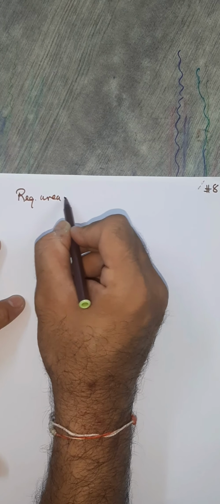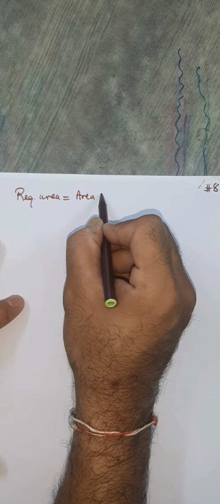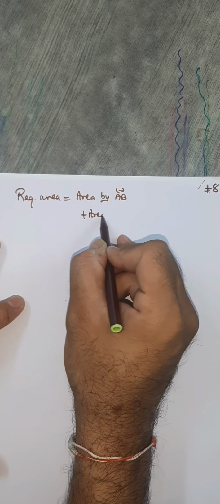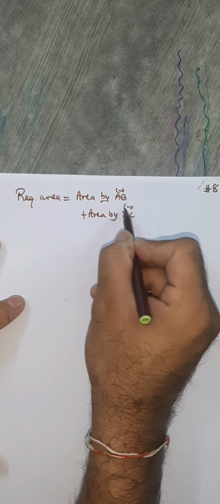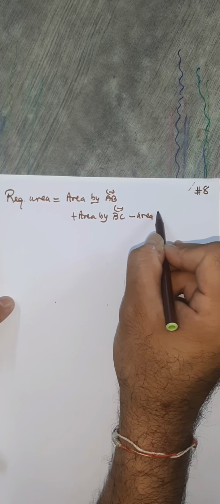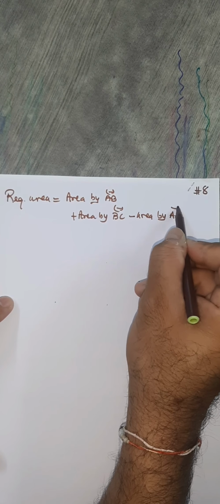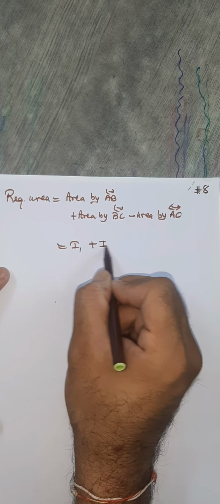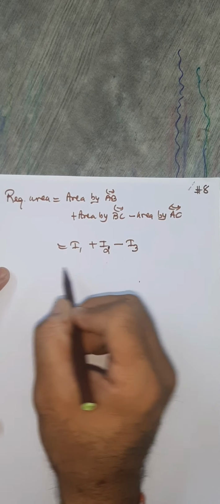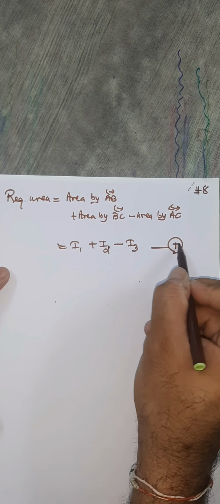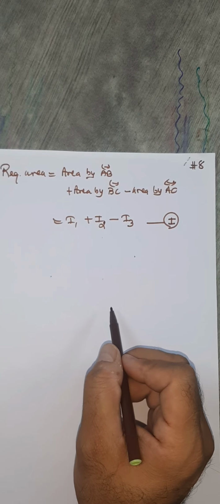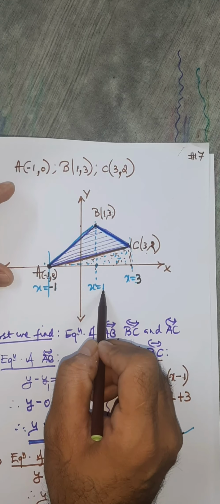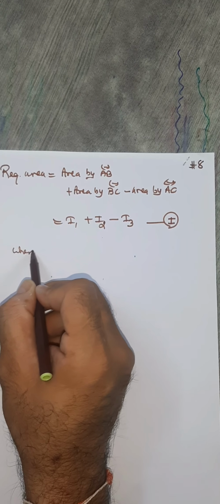Required area equals to area by line AB plus area by BC minus area by AC. I hope this is clear to you. So this is I1 plus I2 minus I3. Fine. Let me call this as big one here. Clear? एरिया बाउंडेड बाई AB वापस मैं बता रहा हूँ. ये पूरा आ जाएगा. रिमेम्बर लिमिट क्या होगी? -1 to 1. तो मैं लिख दूँ यहाँ पे वेयर I1 फाइंड कर रहा.